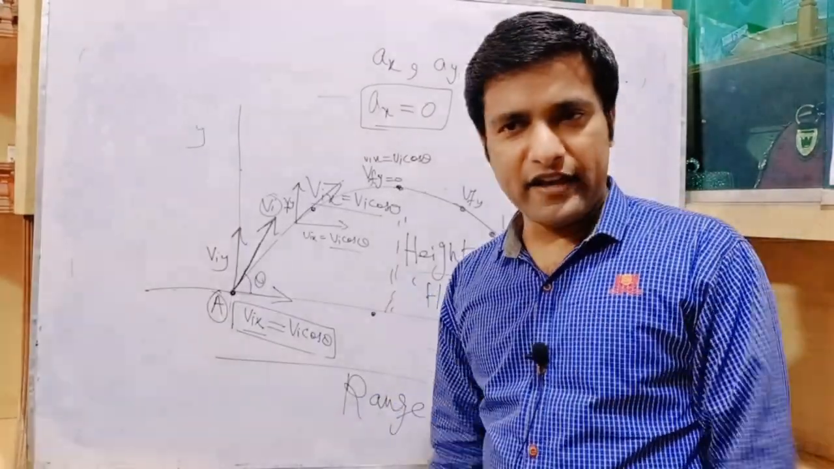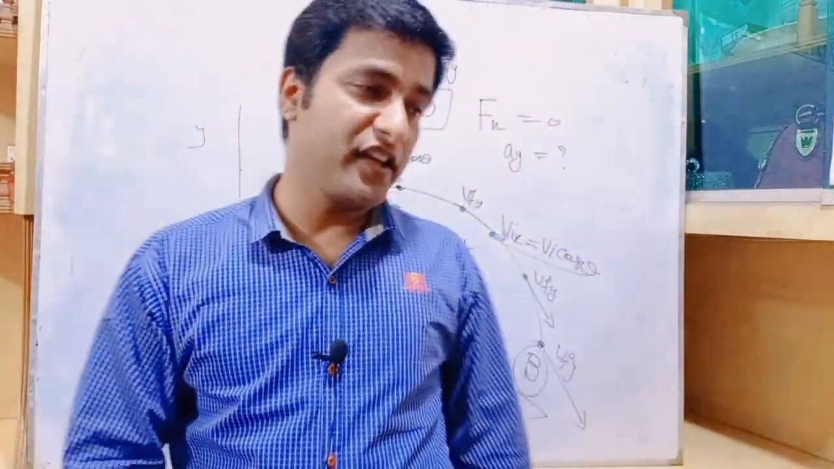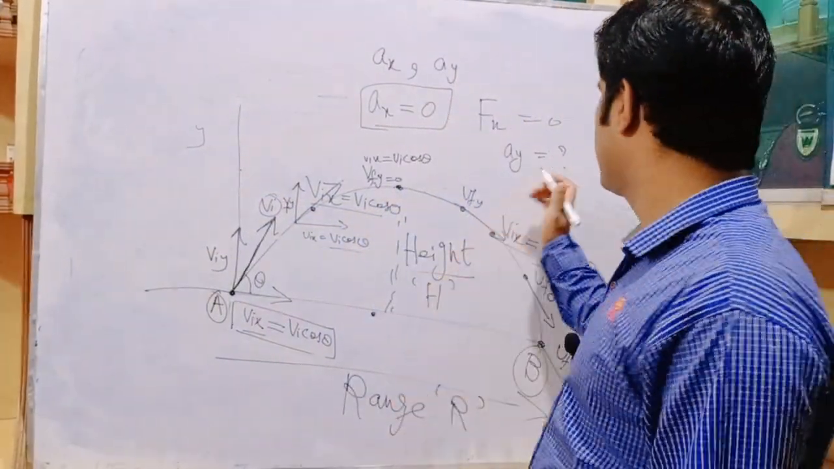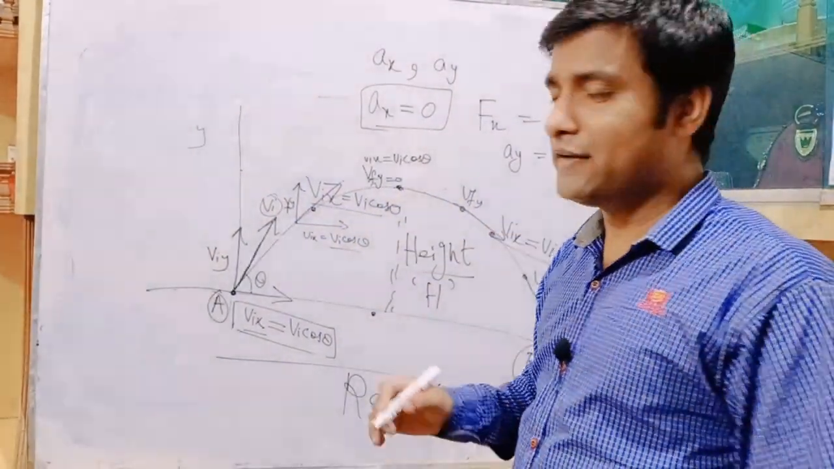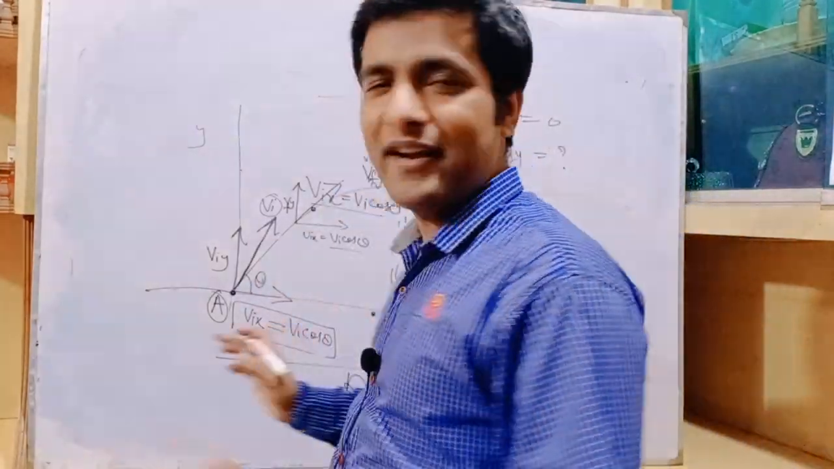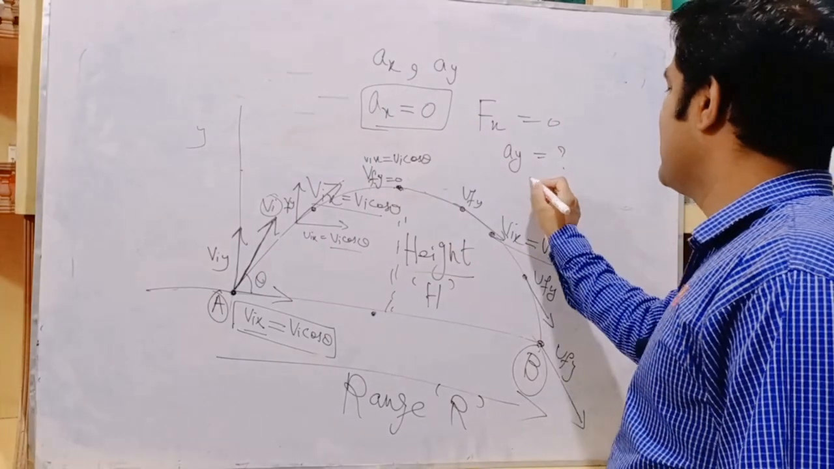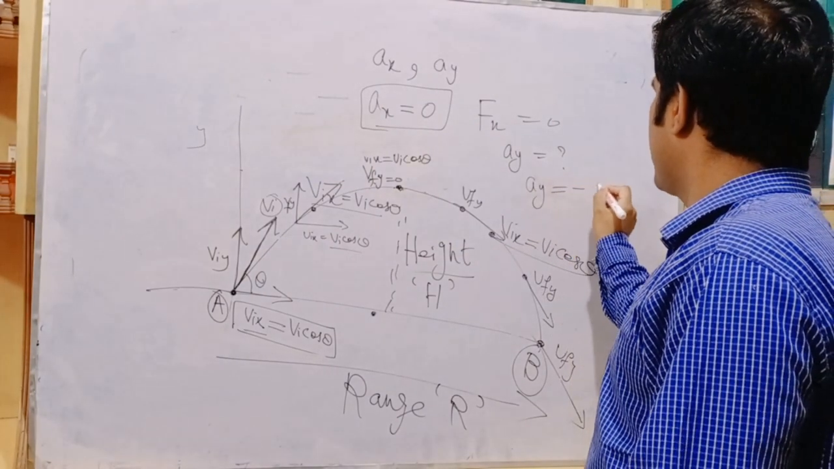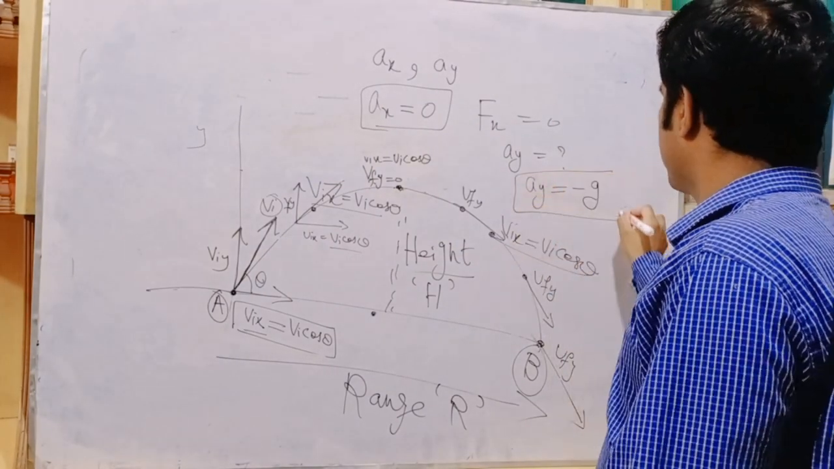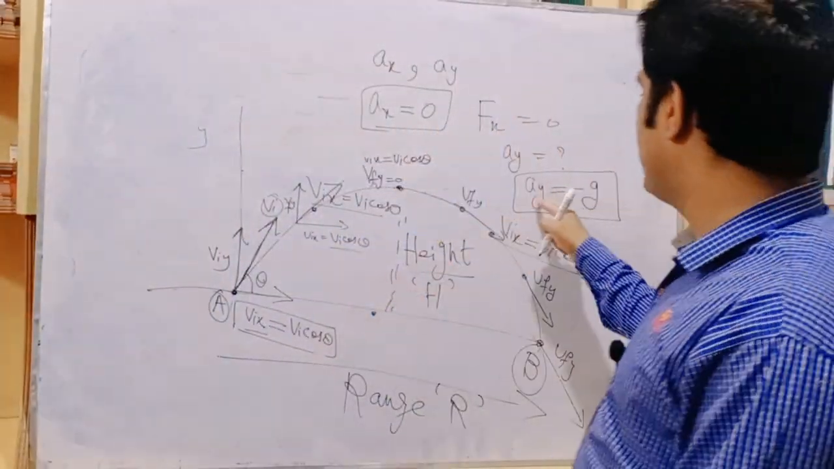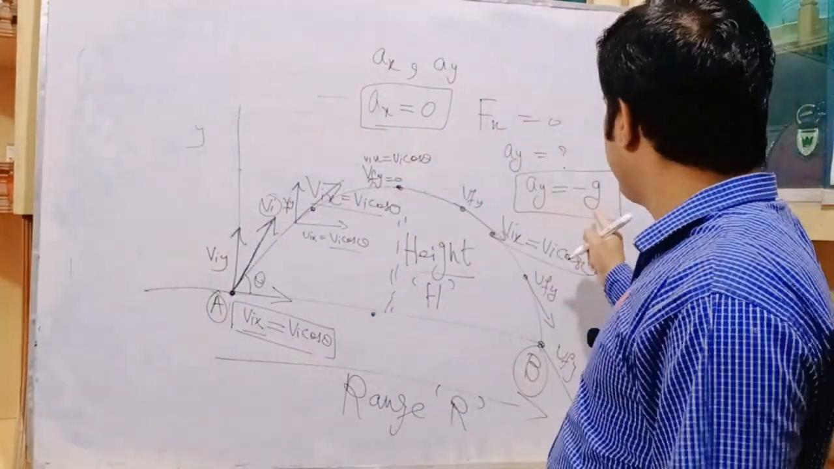What do you think? Will AY be there? Yes, because there is a force in the Y direction, and that force is gravitational force, and that will remain the same throughout the motion, right? That's why AY will also remain the same. It will be taken as minus g. Throughout the projectile motion, AY will be minus g because it will remain fixed.